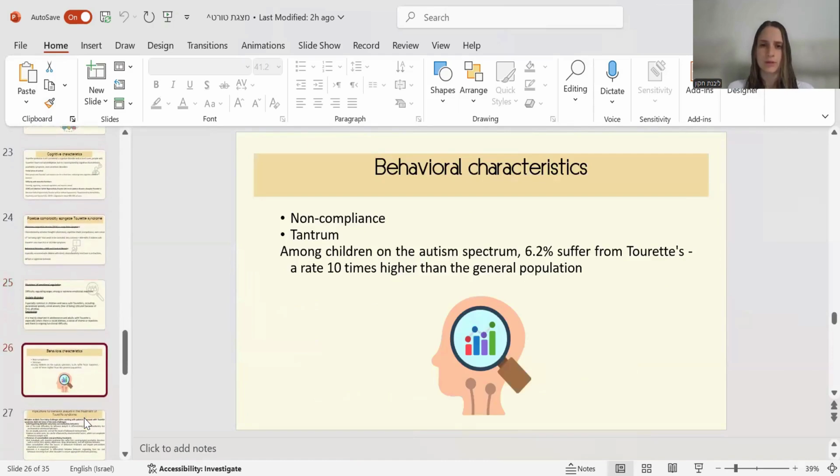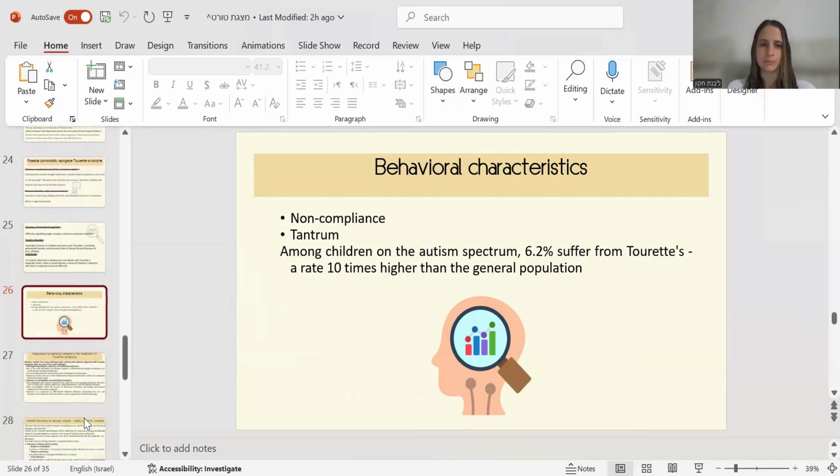Behavioral characteristics, non-compliance, tantrums. Among children on the autism spectrum, 6.2% suffer from Tourette's, a rate 10 times higher than the general population.